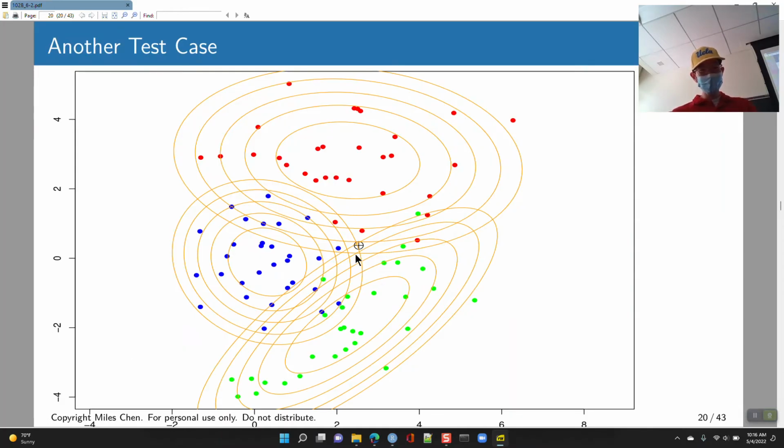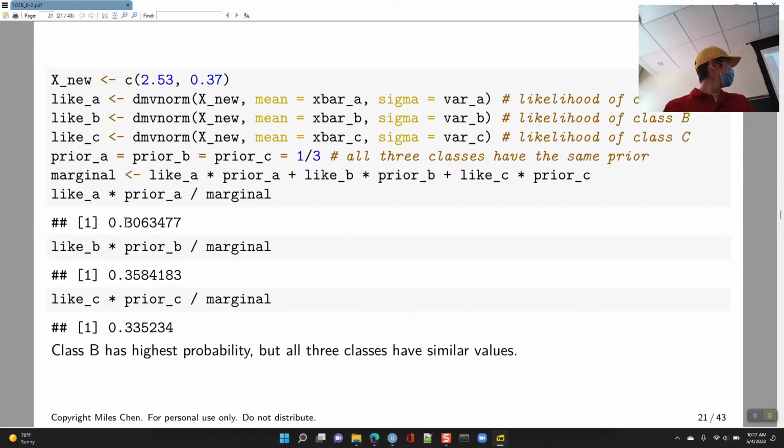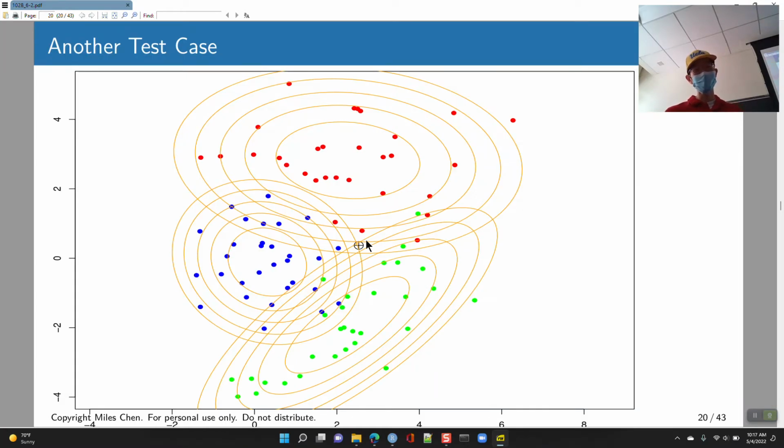Okay, and then if it's right here in the middle of all of these, they're all very close to each other, close to 30-something percent each: 31%, 36%, 33%, 34%. So class B has the highest of these probabilities, but not by much. So this one's really like, we're not really sure if it's red, blue, or green.